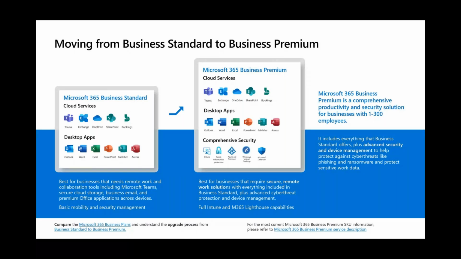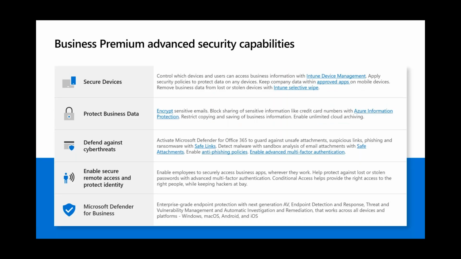And just to reiterate some of the key points once more, the ability to secure devices, the ability to protect business data with Azure Information Protection, the ability to defend against cyber threats with SafeLink, Safe Attachments, that Advanced Threat Protection, the ability to deploy multi-factor authentication and conditional access rules, and then Microsoft Defender for Business, which gives you that real top-level kind of antivirus protection within your organization.